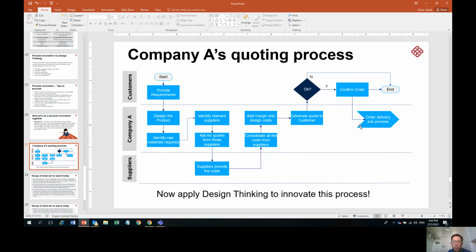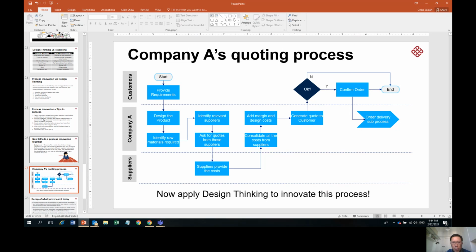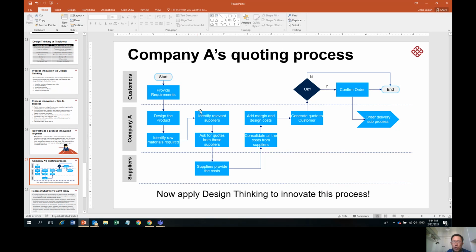This is a very typical coating process. Now, what I want you to do is, based on what you have learned, review this process and tell me some good ideas you have to change this process, to innovate this process, to make it more effective.